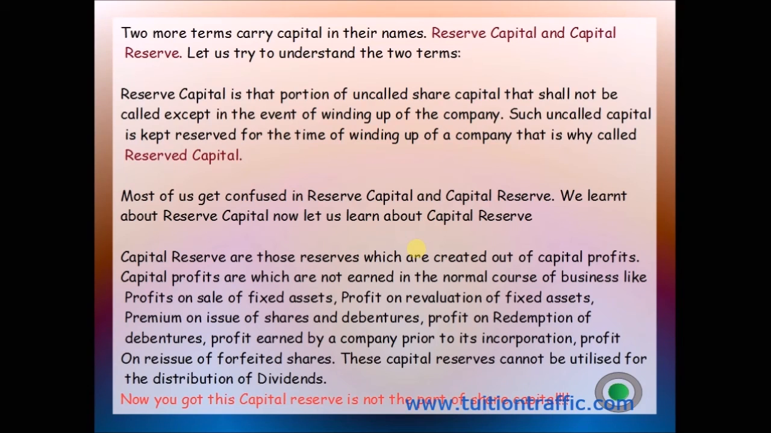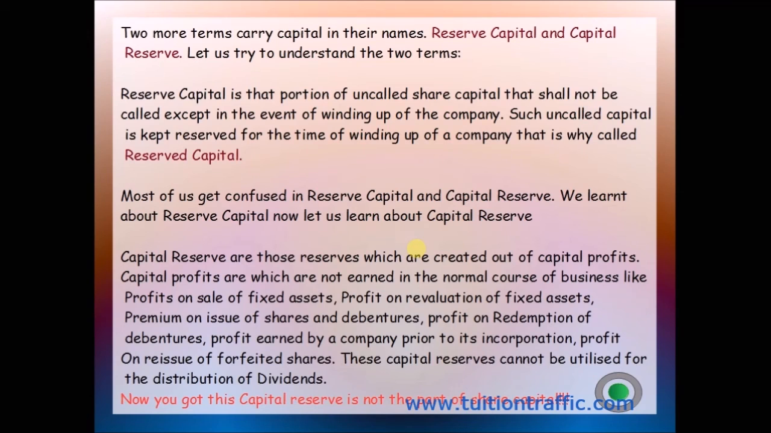It is not necessary to create reserve capital, and also it is not shown in the company's balance sheet separately. It can be used only at the time of winding up of the company.